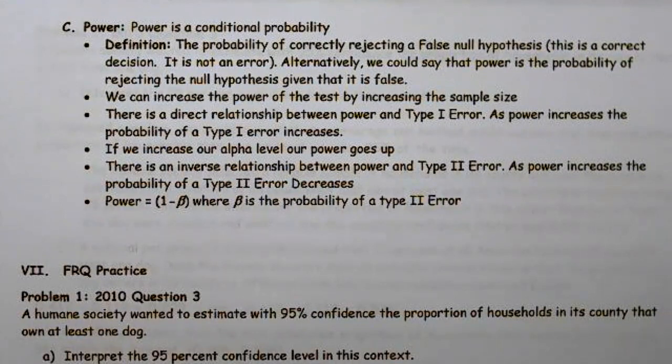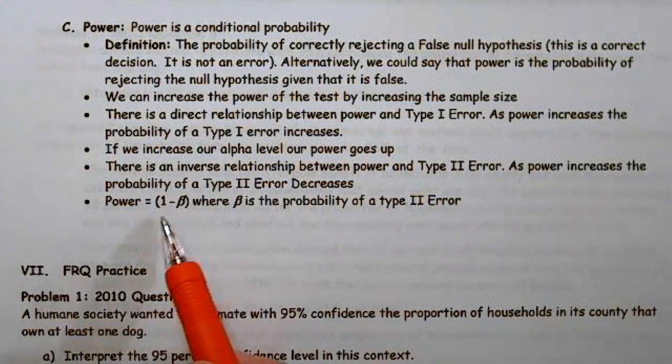We can increase power of the test by increasing sample size. There's a direct relationship between power and type 1 error. As power increases, the probability of a type 1 error increases. If we increase our alpha level, our power goes up because it's easier to reject. There's an inverse relationship between power and type 2. As power increases, the probability of a type 2 error decreases.